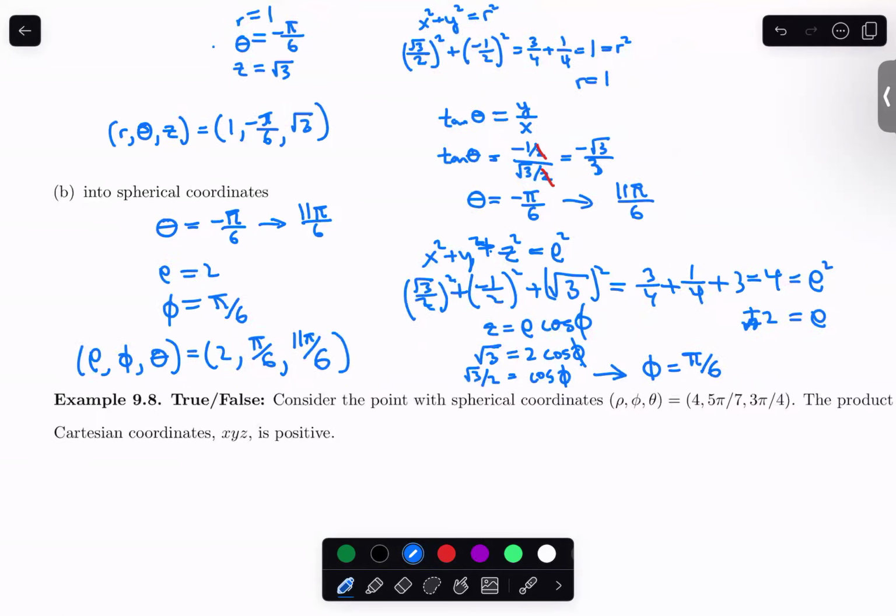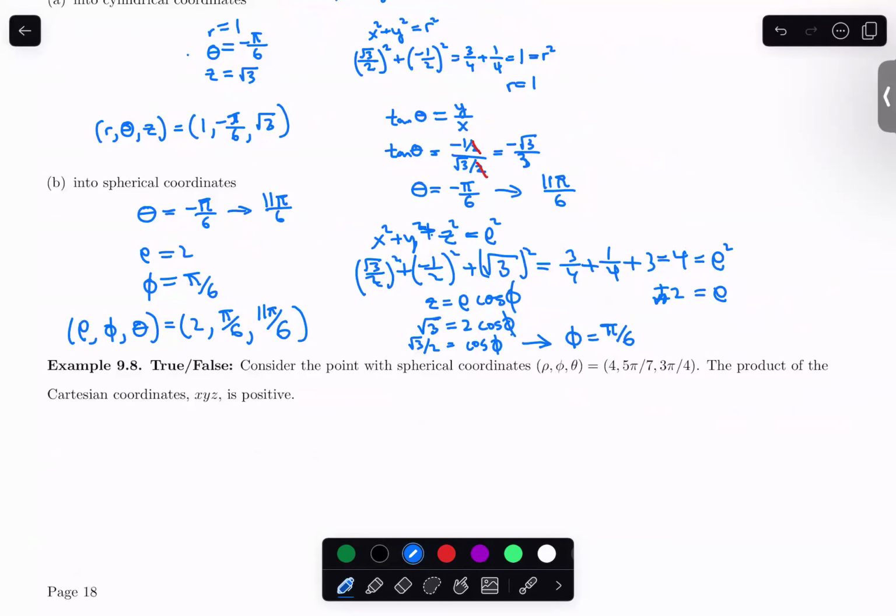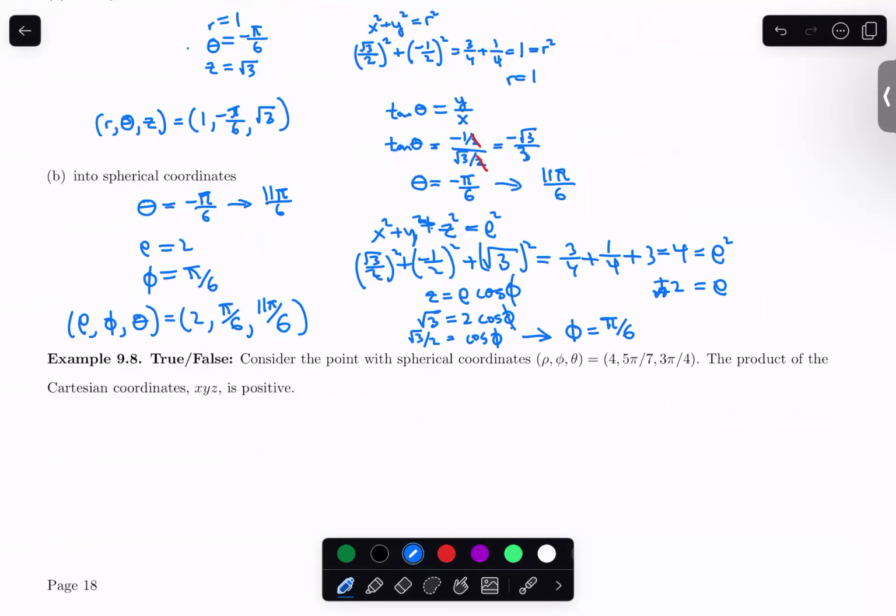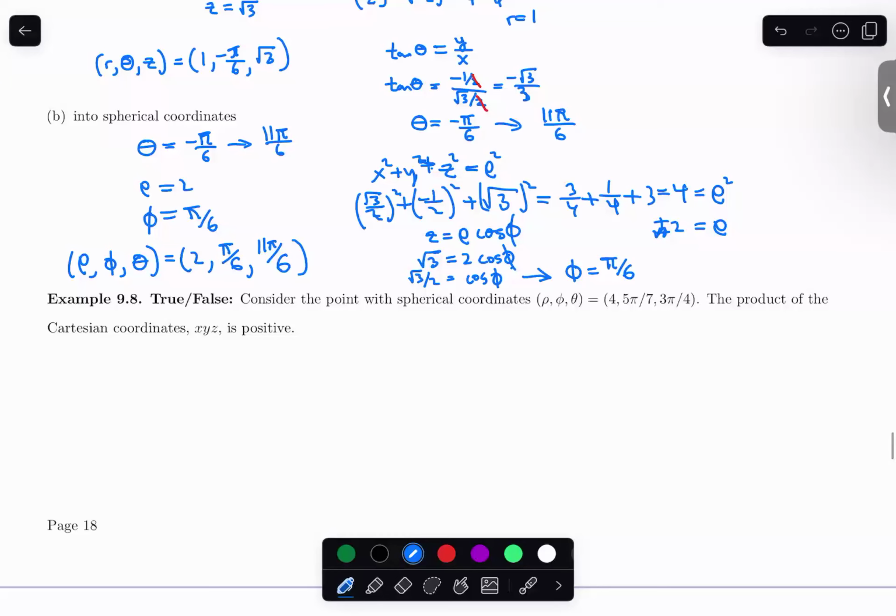Okay, well, I have one for you guys to try. Imagine that this is a true-false question that shows up on your exam, your test. I have a rho, a phi, and a theta given to us, and my question is, given these, the product x times y times z is positive. Is this true or false? So please take 60 seconds, 90 seconds. Identify for me if this is a true statement or a false statement.